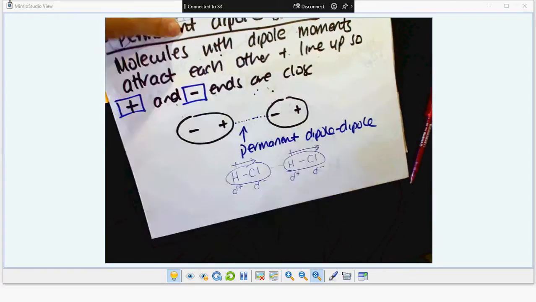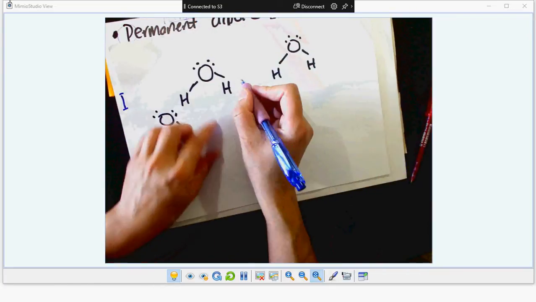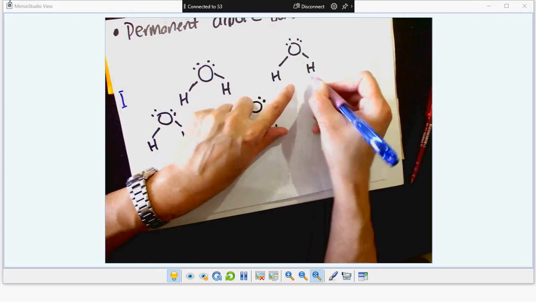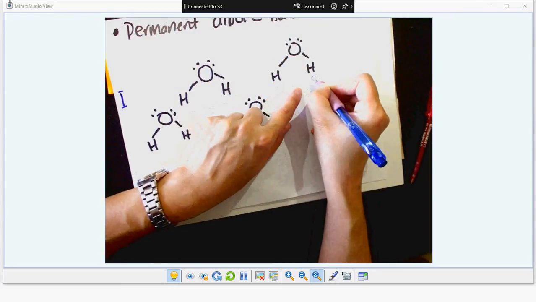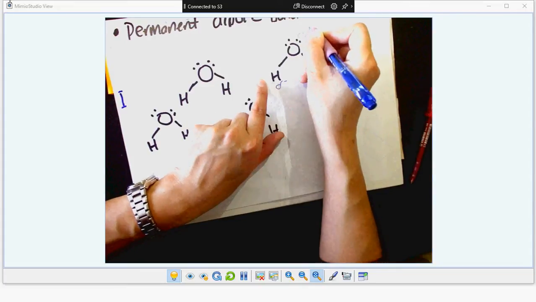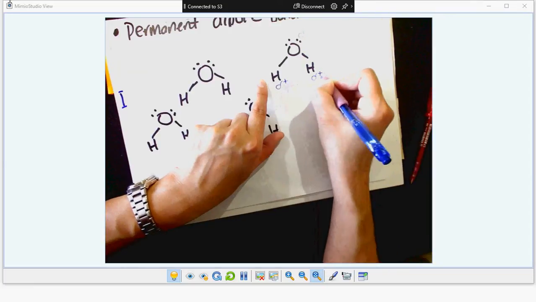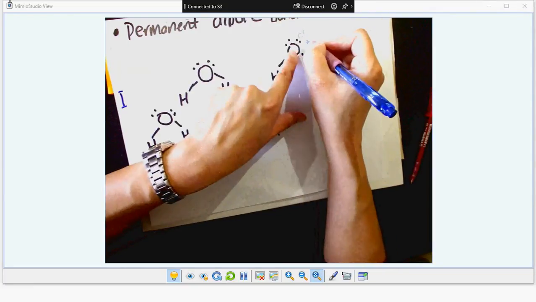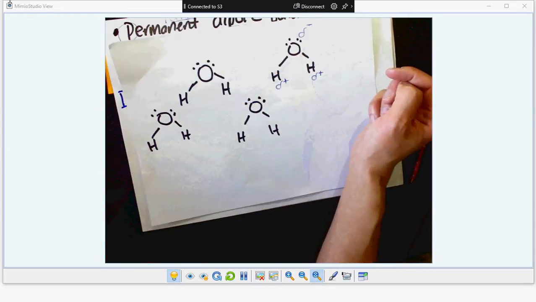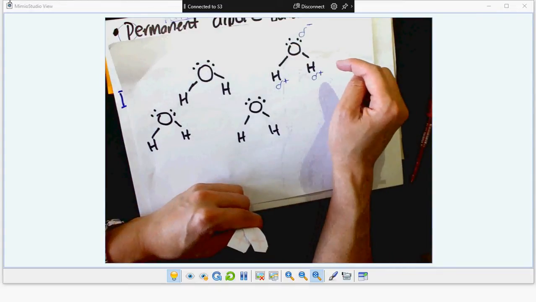Okay. Here I've got my favourite, water. Water, okay, we know that there's an uneven sharing of electrons in here. Hydrogen is slightly electropositive, and oxygen is slightly electronegative. What's causing the uneven sharing of electrons, please? What's causing it? Why is oxygen hogging more of the electrons? Why?